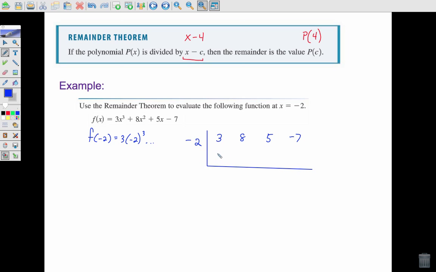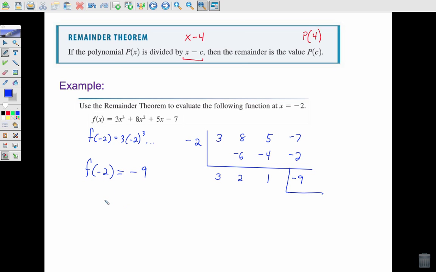So from all that practice on synthetic division, we know we bring down the 3. 3 times -2 is -6. 8 plus -6 is 2. 2 times -2 is -4. And then we add and multiply and add, and this is our remainder. So we now know that if we substituted in all of these -2's and evaluated and simplified, we would find out that f of -2 is equal to -9.